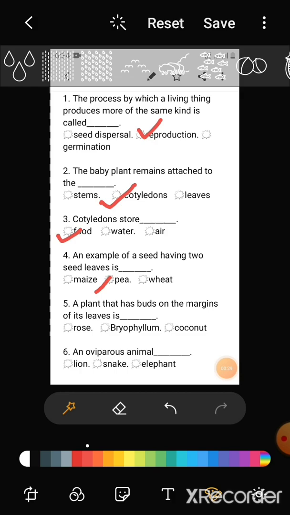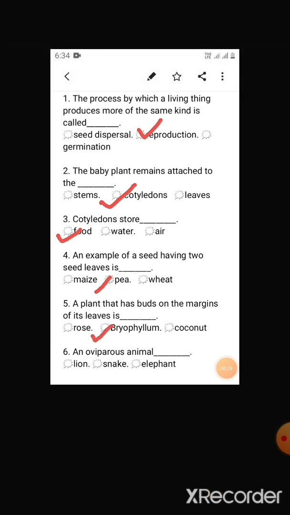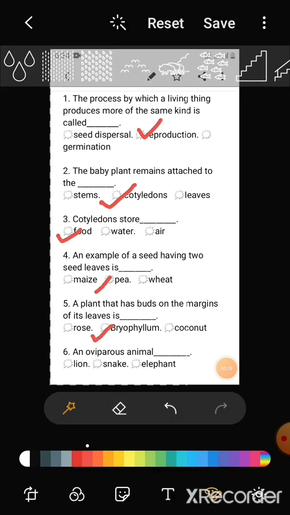Next, a plant that has buds on the margins of its leaves is dash. Given options are rose, bryophyllum, coconut. And the answer is bryophyllum. A plant that has buds on the margins of its leaves is bryophyllum.